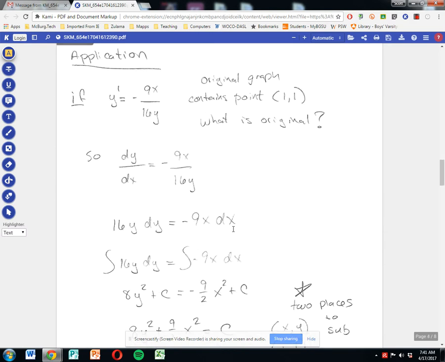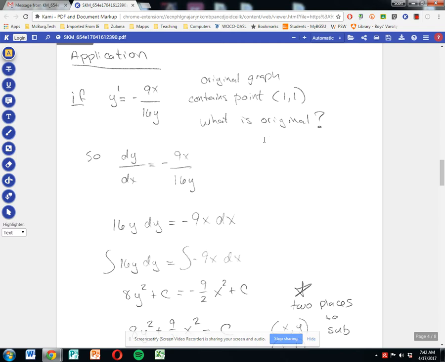And last but not least, an application of some sort. If we're talking an application, here's a differential equation. It involves a derivative over here, y prime. It says it contains the original point 1, 1, so what is the original graph? You could also ask for the slope of a tangent line here. If we wanted the slope of the tangent line, we would take 1 and 1, plug 1 in for x and 1 in for y, and this would be the slope, because again, y prime represents slope. And the point is 1, 1, so that's not really too difficult.